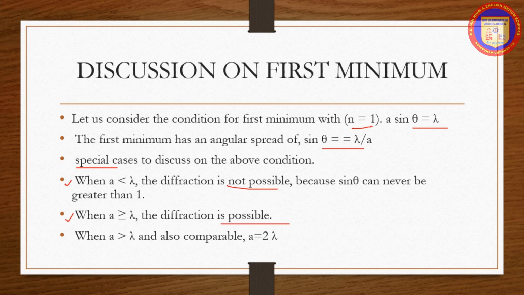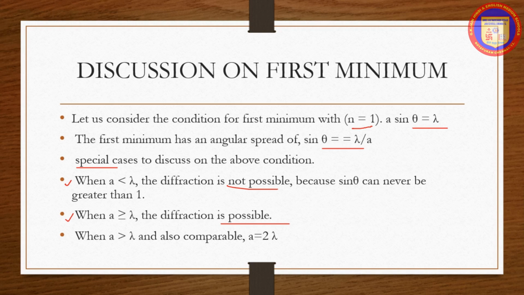Here two conditions are given. For A is equal to lambda, sin theta value is 1, which shows that theta equal to 90 degree. That is, the first minimum is at 90 degree. The central maximum spreads fully into the geometrically shadowed region, leading to bending of the diffracted light to 90 degree. If A is very much greater than lambda, then sin theta value is very much less than 1. The first minimum will fall within the width of the slit itself. The diffraction will not be noticed at all when A is much greater than lambda.